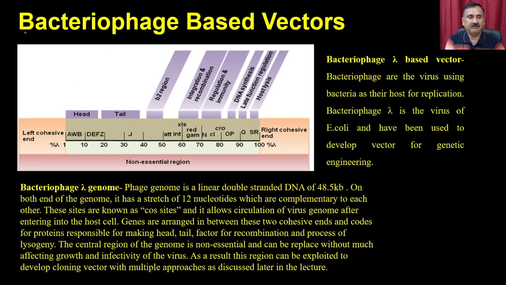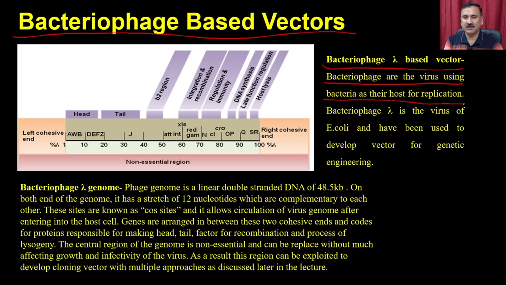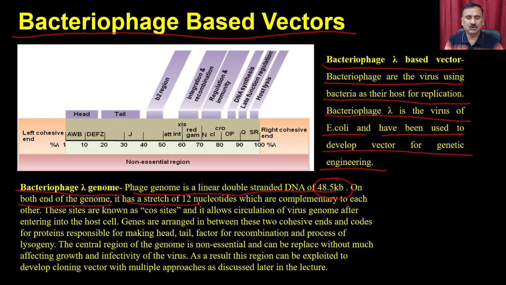Then we have the bacteriophage based vectors. So bacteriophage lambda based vectors are viruses using the bacteria as their host for replication. Bacteriophage lambda is a virus of E. coli and has been used to develop vectors for genetic recombinations. So what you have is a bacteriophage genome. The phage genome is a linear double stranded DNA of 48.5 kb. On both ends of the genome, it has a stretch of 12 nucleotides which are complementary to each other, right?